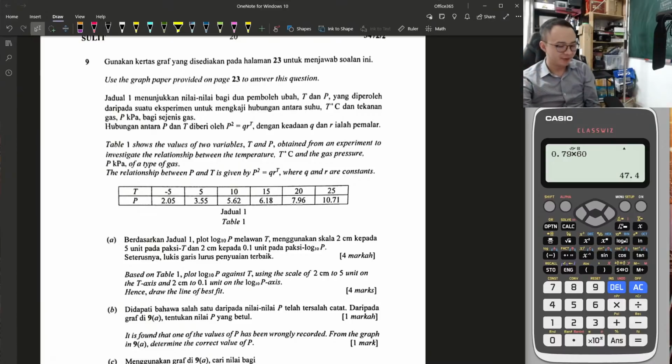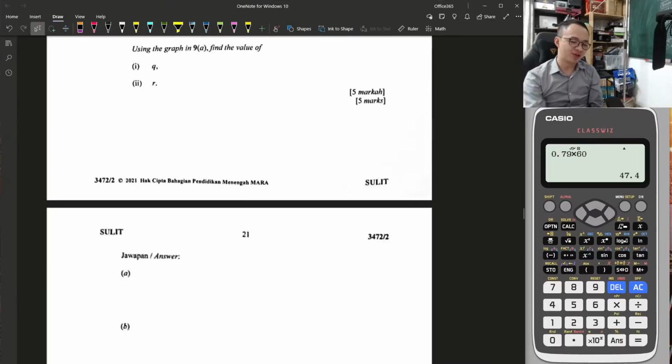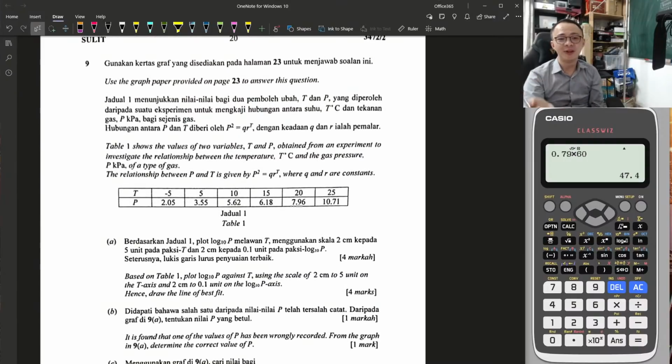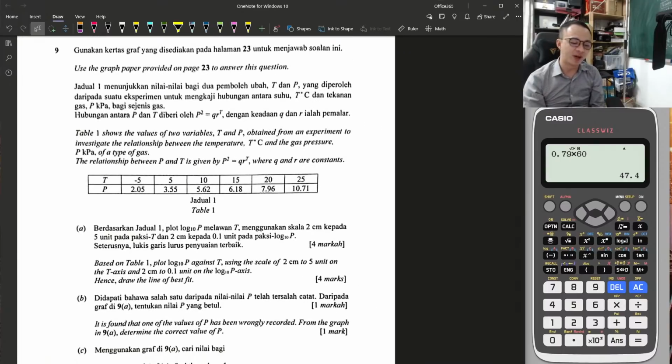Alright, linear law. Use the graph paper provided on page 23. I already have the graph paper, but I'm not going to draw for you. I'm going to teach you how to draw, and then you just draw it yourself. So Table 1 shows the values of two variables T and P obtained from experiments to investigate the relationship between the temperature and the gas pressure of one type of gas. The relationship between P and T is in this equation, which is something like p squared equals q r to the power of t.